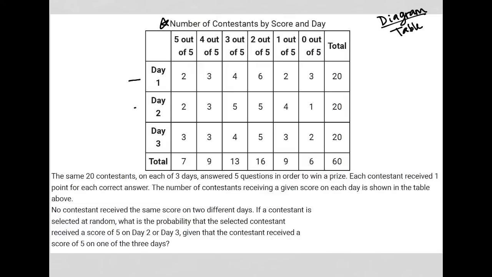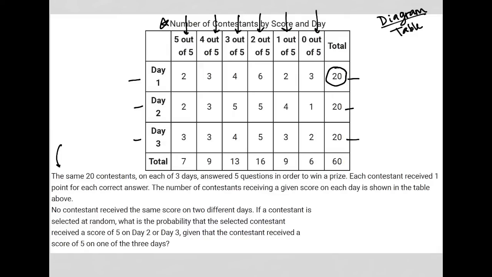Looks like our days are the rows here. We have 3 of those days. And then our scores are 5 out of 5, 4 out of 5, and so on and so forth, all the way down to 0 out of 5. And looks like we have a total number, which I assume represents the total number of contestants on day number 1, right? And it looks like there's 20 contestants for each of these days. So let's read the question and see what we're being asked to find.